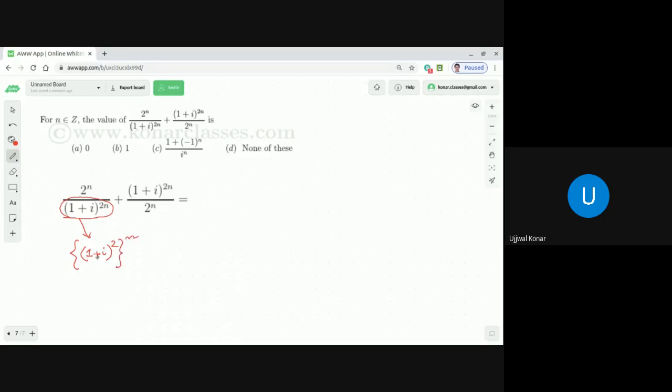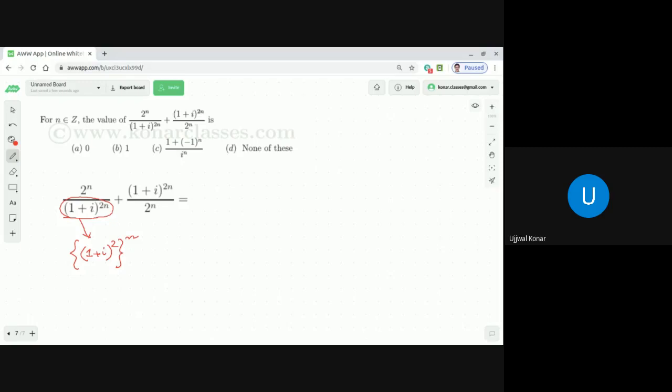Then (1 + i)^2 you can express as 1 + i² + 2i. i² is minus 1, that will get cancelled. So you just need to think one or two steps ahead: if I represent it like this, what am I going to get? Then proceed, and you will find option C as the correct answer.